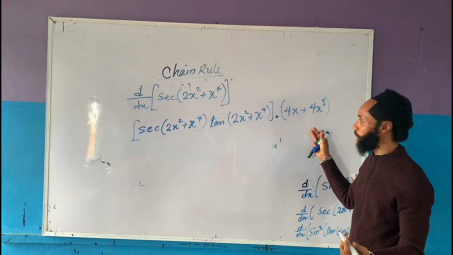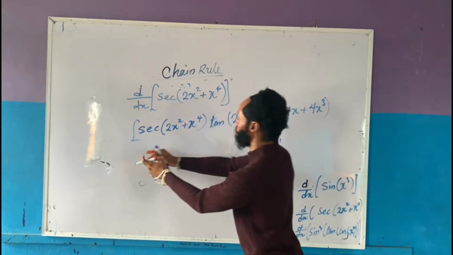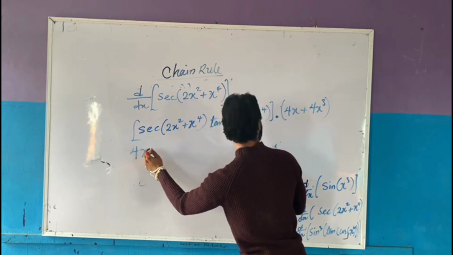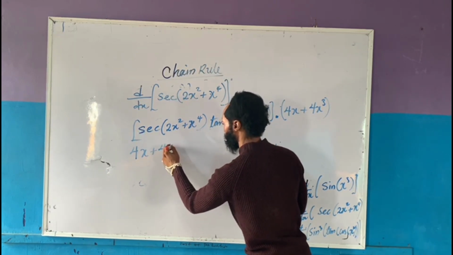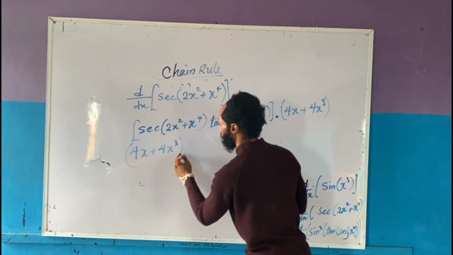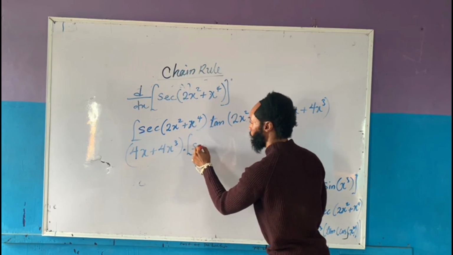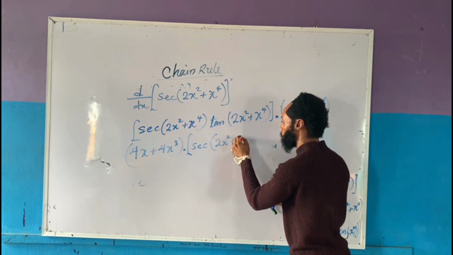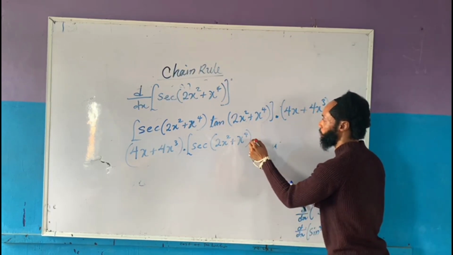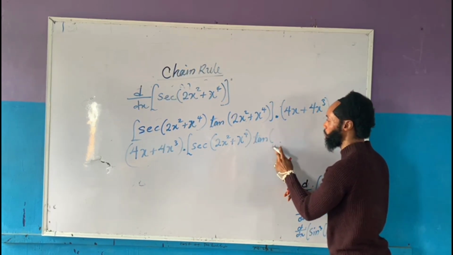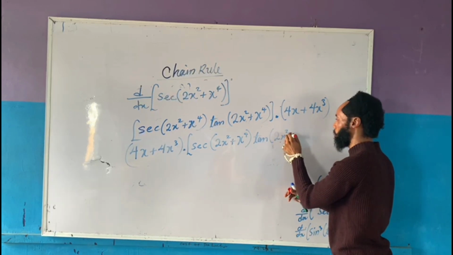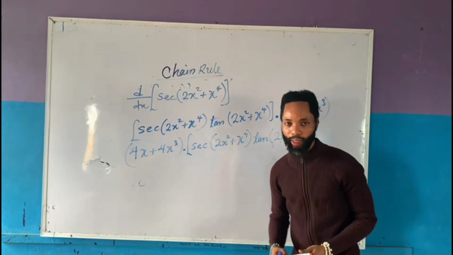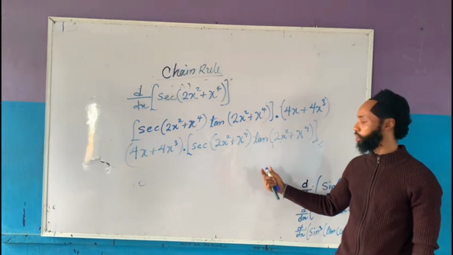We can keep our answer this way, but we can choose to start with this one and rearrange it. We could choose to write 4x plus 4x cubed multiply sec into bracket 2x squared plus x raised to the power 4, tan, same, keep your angle, 2x squared plus x raised to the power 4. This is also our answer. It's the same. So this is correct.